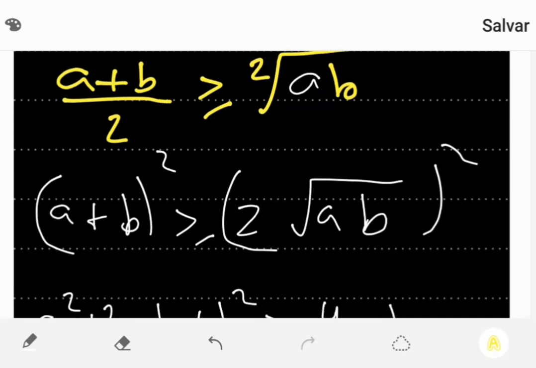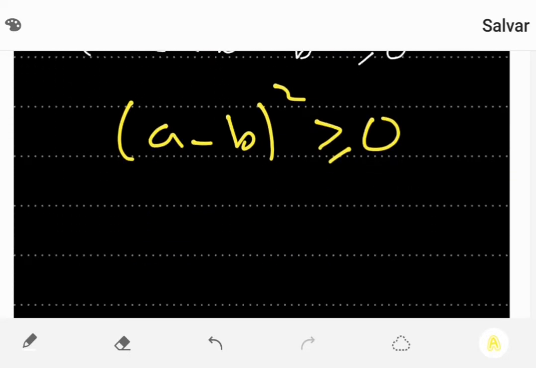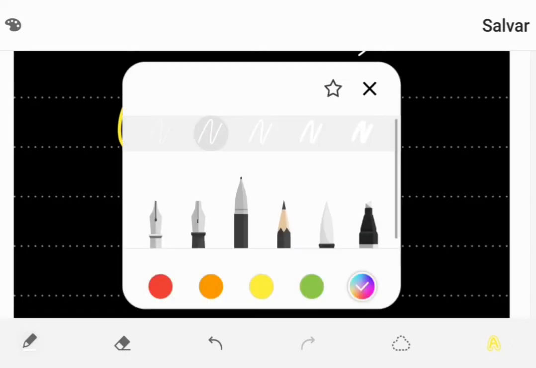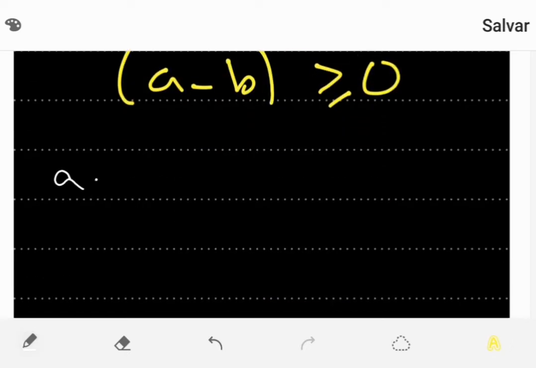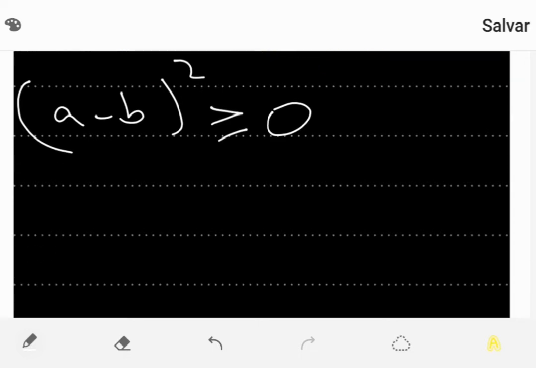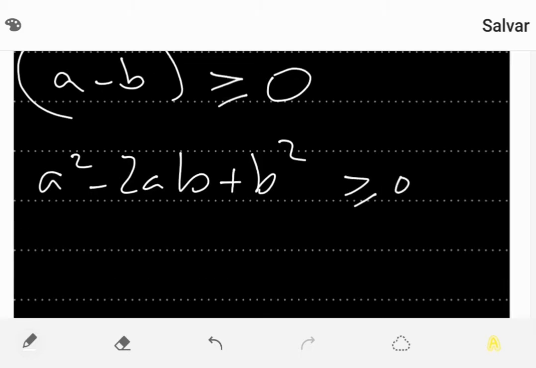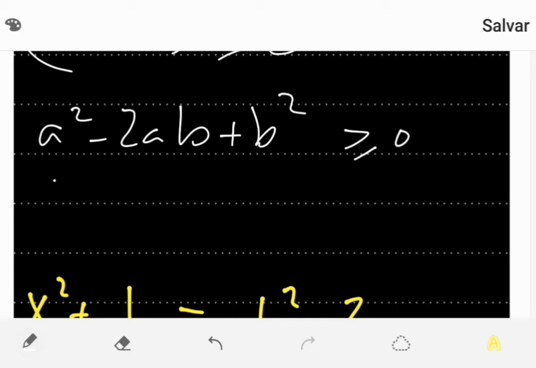You can do it the other way too, okay? You can prove it like this: A minus B squared, any number squared, it doesn't matter what we have over here, is bigger or equal to 0. So we have that A squared minus 2AB plus B squared is bigger or equal to 0. So we will have that A squared plus B squared is bigger or equal to 2AB.